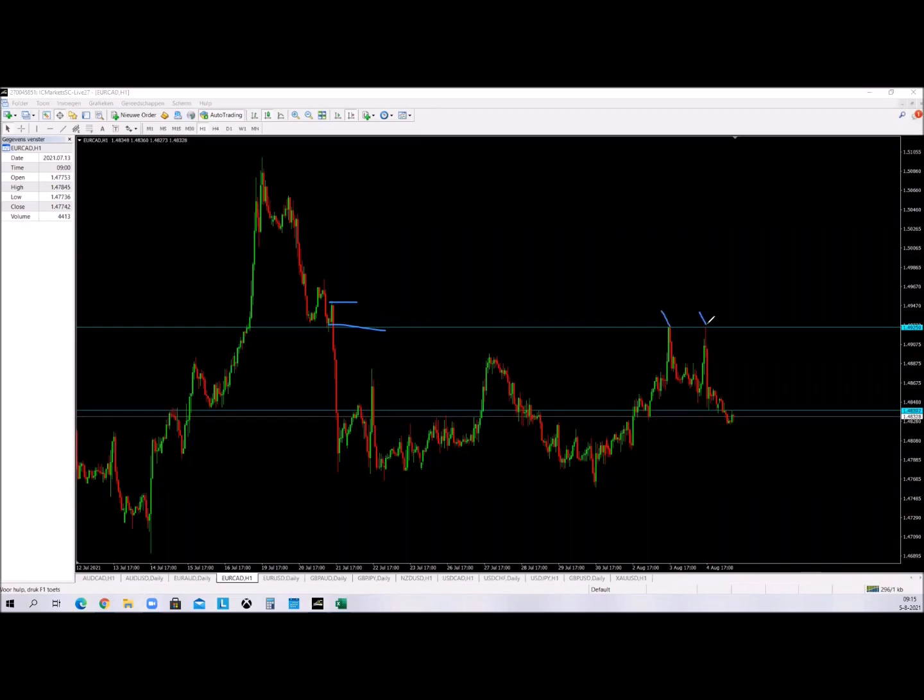And now we have two tops that are almost equal. And this usually means there is liquidity above here. So as you can see, the range low got taken out, barely got taken out. So we are still ranging.